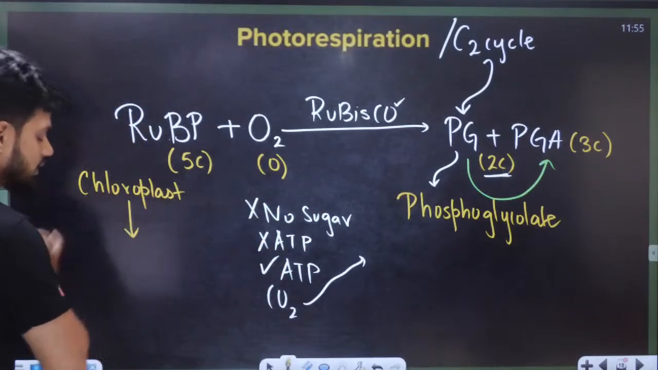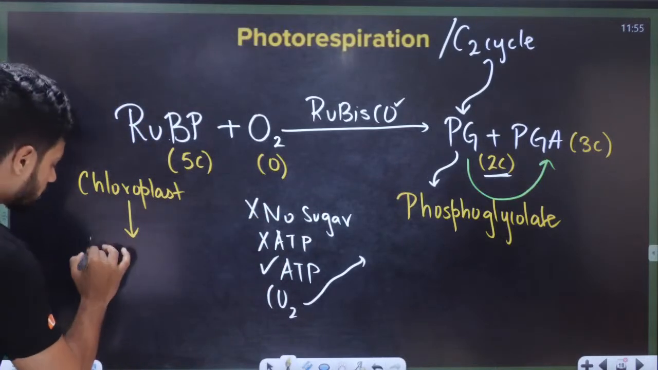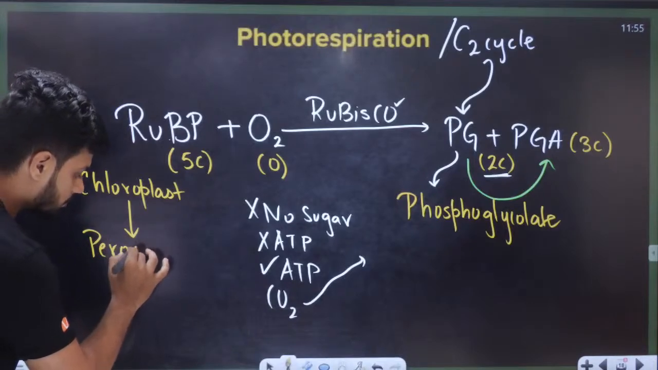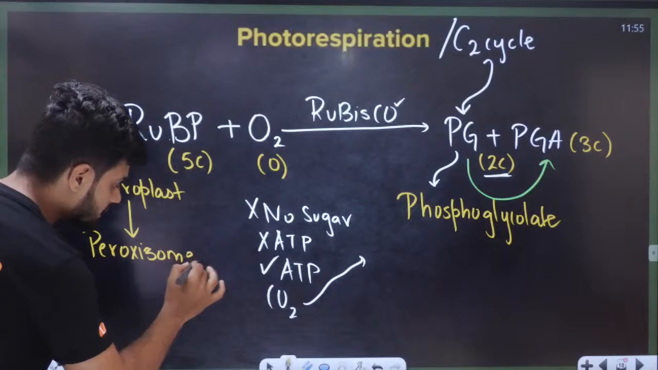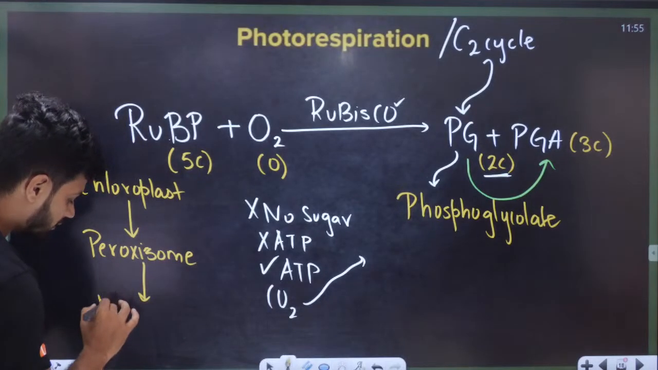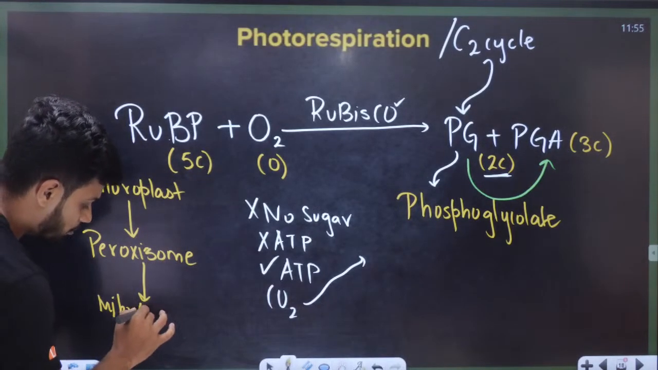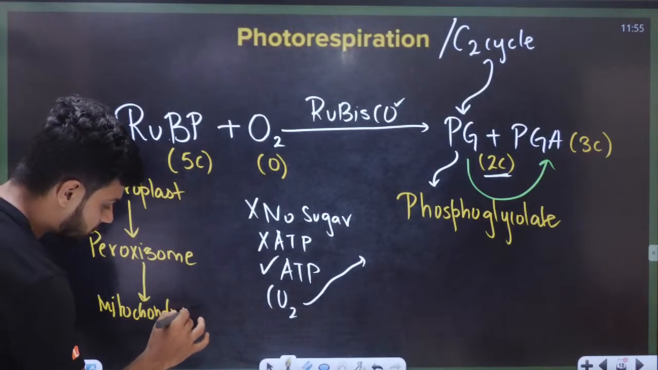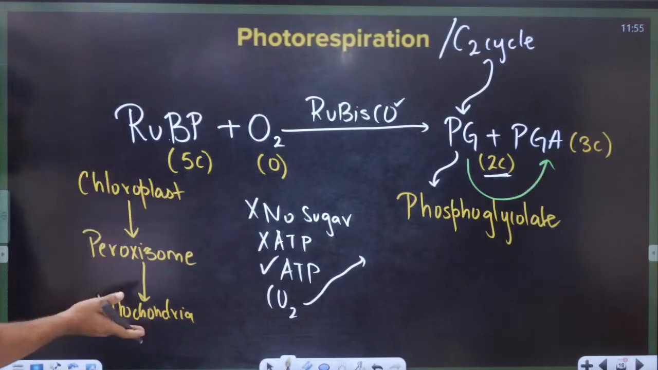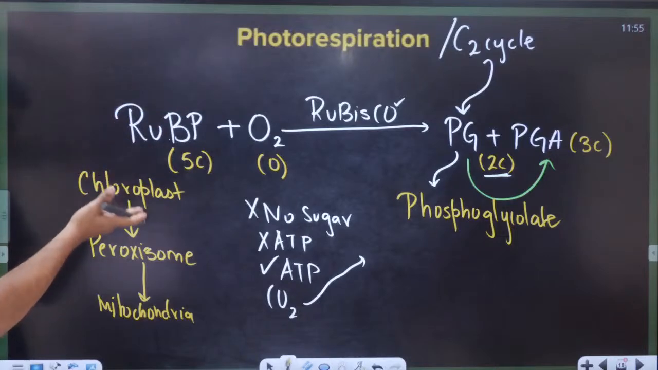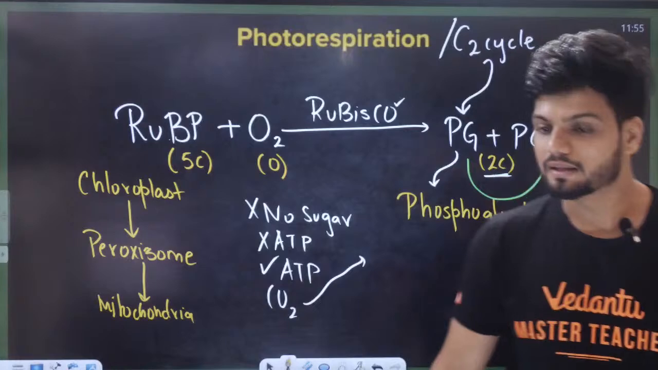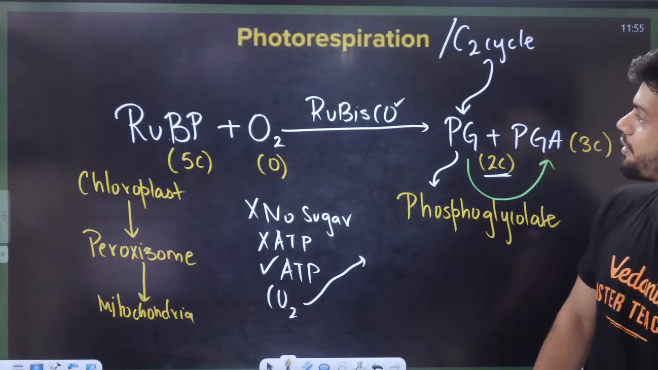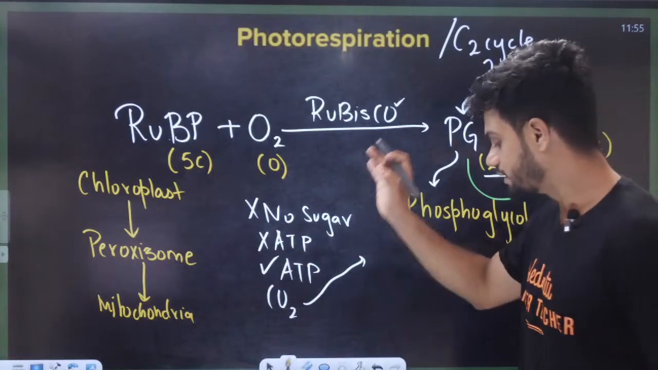Then the intermediate is sent to your peroxisomes. Then it is sent to mitochondria. And that is when the reaction is completed. This is photorespiration, which happens in 3 different organelles. That is your photorespiration, complete waste of time.